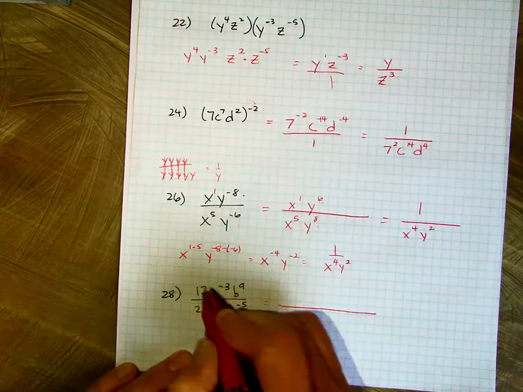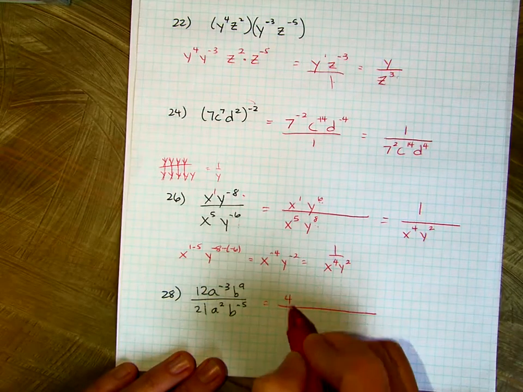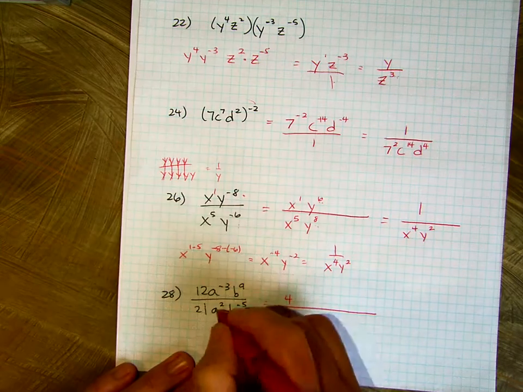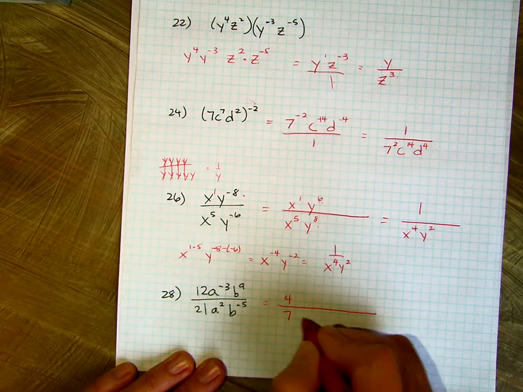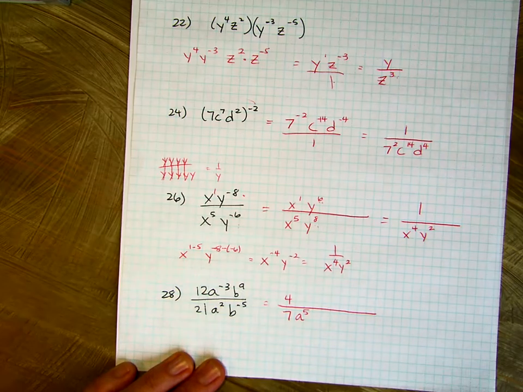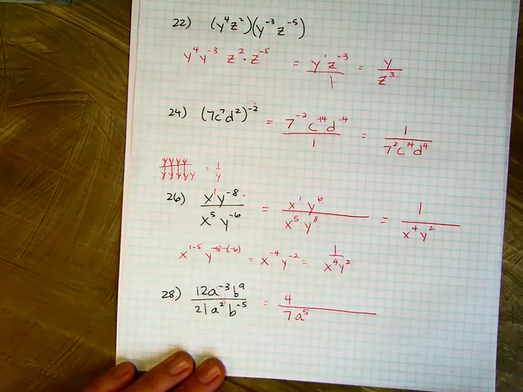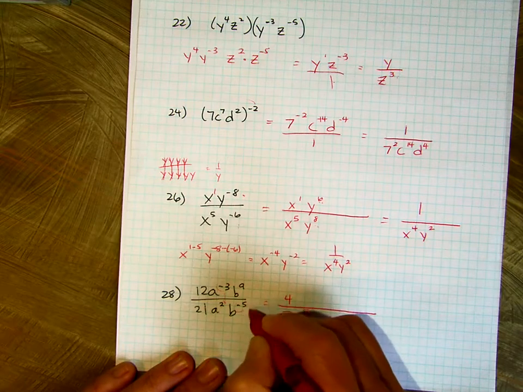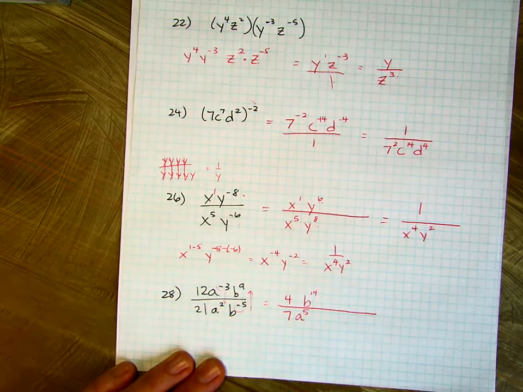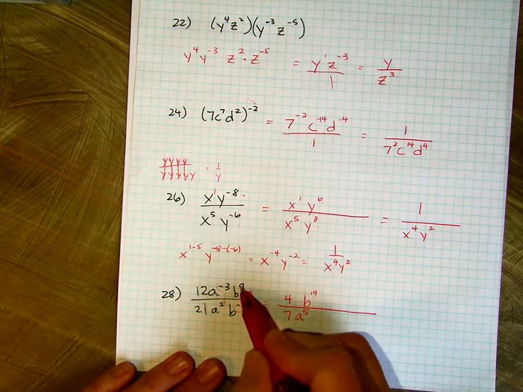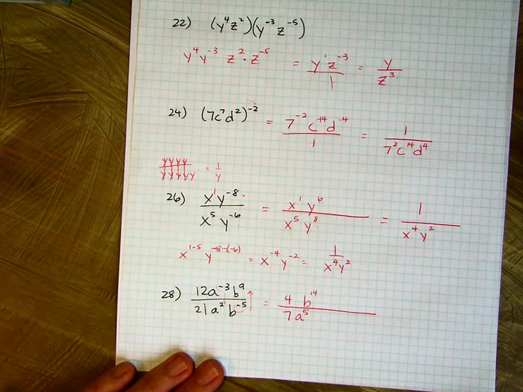So by the same token, what happens here? 12 over 21, we should be able to reduce. They're both divisible by 3. 4 over 7. This a squared stays where it is. 3 more are going to join it. So I'm going to have an a to the 5th on the bottom, right? All these guys are going to go down there. And then all these guys are going to go up here. So I'm going to have 14 b's in the numerator. There's 9 already there. These 5 are going to come up. So there's 14.